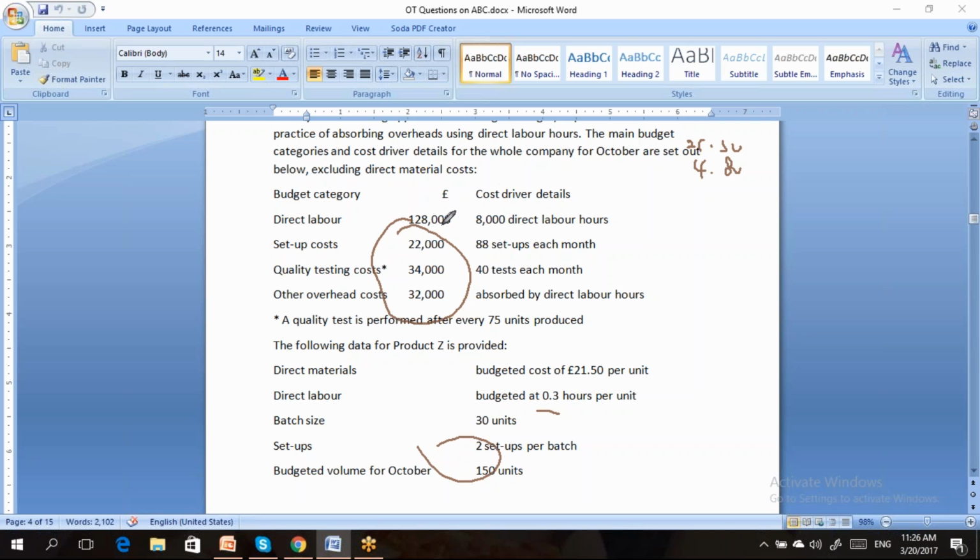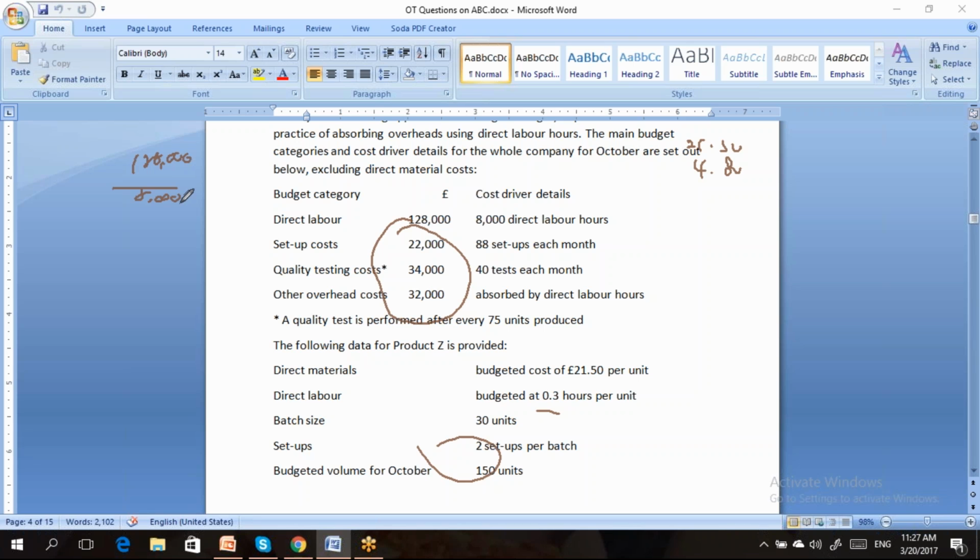128,000 is the total overhead. And under absorption costing, overheads are absorbed by labor hours. So 128,000 divided by 8,000 is the overhead absorption rate. I was wondering how you put 128,000 and then cut it and put 32,000. I was wondering how you got that 32,000 figure.